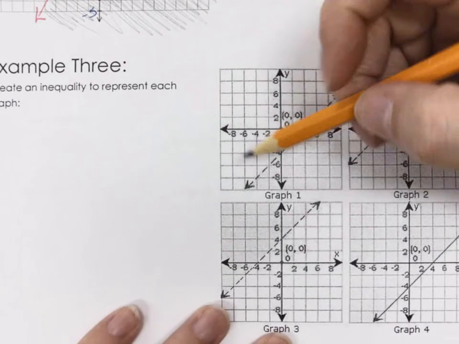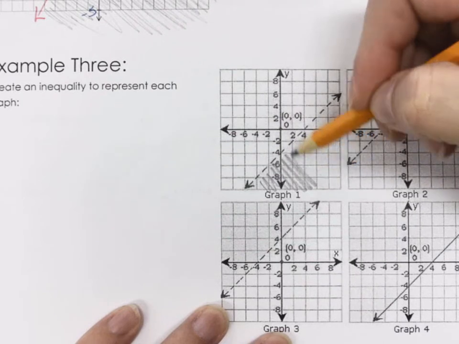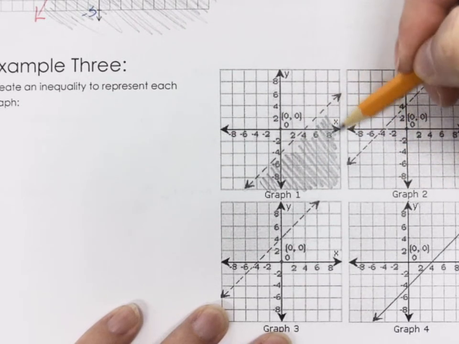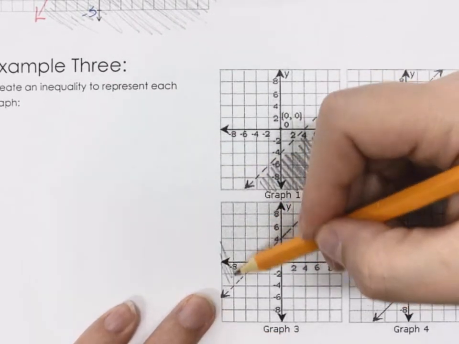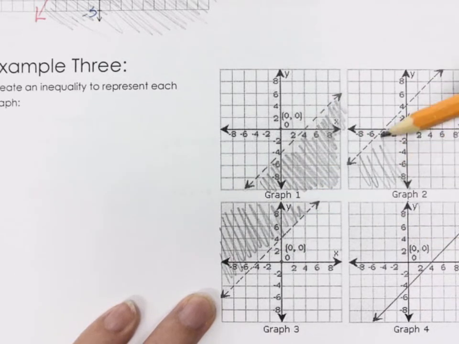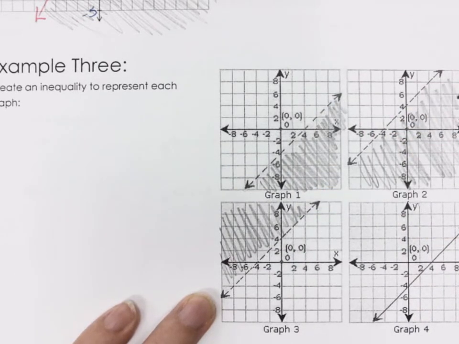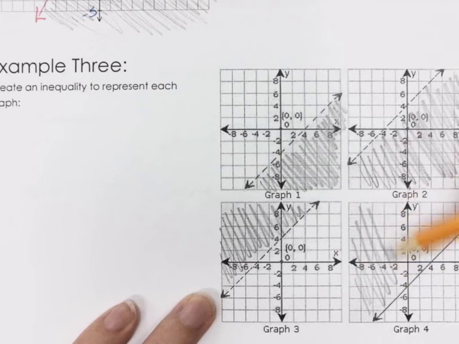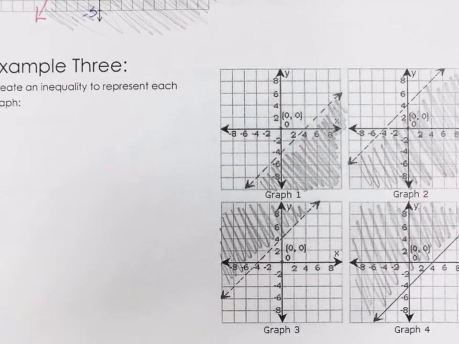You should notice that the bottom side of graph 1 is shaded. The top side of graph 3 is shaded. The bottom side of graph 2 is shaded. And the top side of graph 4 is shaded. Like you can kind of see it, but yeah.